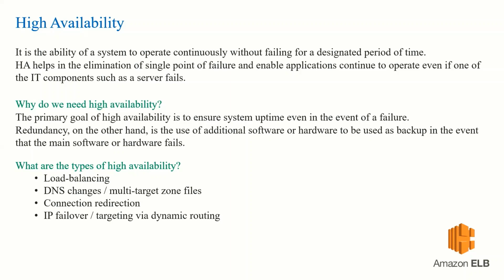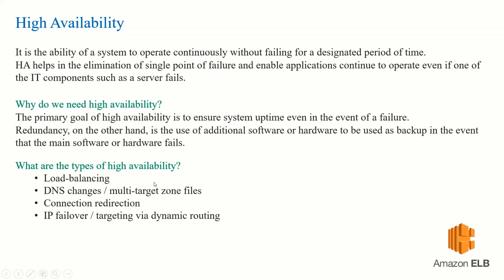Similarly, we have one more way of achieving high availability, through connection redirection. This will be done at the service provider or ISP level. Further, we have IP failover or targeting via dynamic routing. This happens through the network device called a router with the help of a routing protocol.